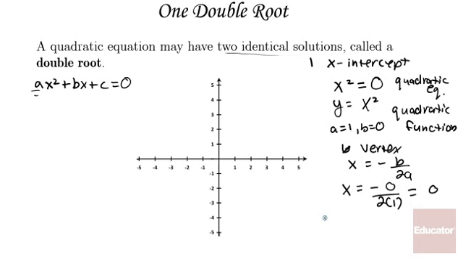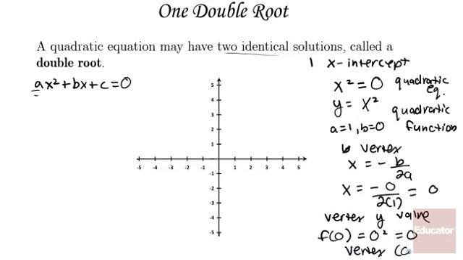To find the y for the vertex, the y value, I'm going to find f of 0. And f of 0 equals x squared, so it equals 0 squared, or 0. So the vertex is at 0, 0. It's actually at the origin. Now, let's do a few points just to see what happens. And since a equals 1, I know this is going to curve upward.